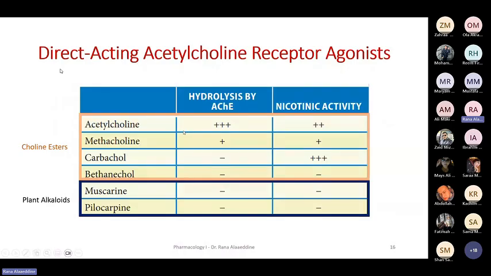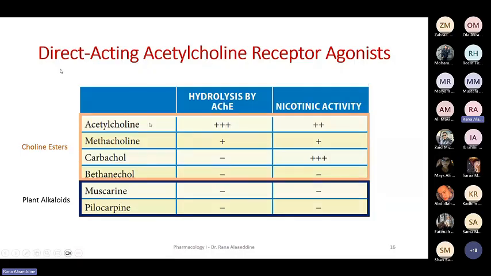So take a look at the table over here. So the table is simple. So what do we want from this one? So let's take a look. Acetylcholine. Does it get hydrolyzed by acetylcholinesterase? Well, of course, it's the endogenous acetylcholine, right? The second question is, does it have any nicotinic activity? Well, of course, it does act on nicotinic receptors, but because it's acetylcholine, okay?